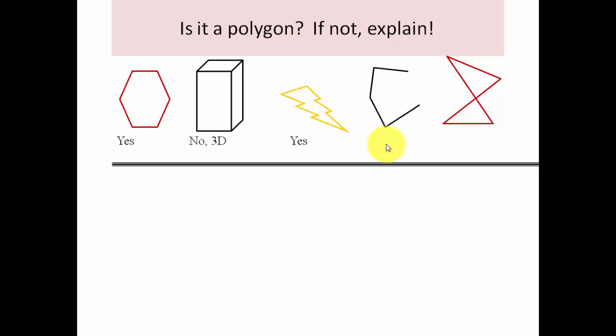The next one is not a polygon because it's not closed. There's an opening right here. And finally, the last one is actually not a polygon because the sides intersect between the endpoints. So these sides right here are not intersecting at vertices. Now you could consider this 2 separate polygons, but the whole figure itself is not a polygon.